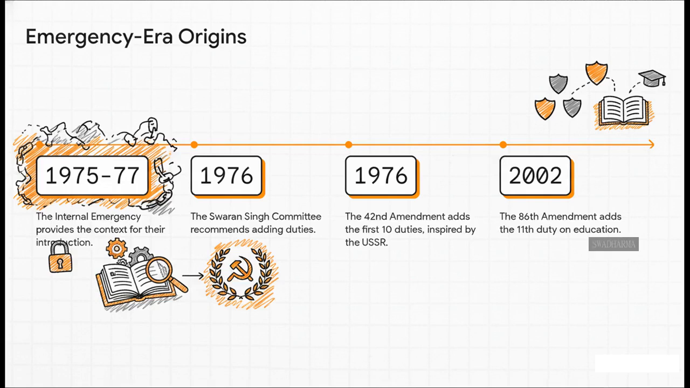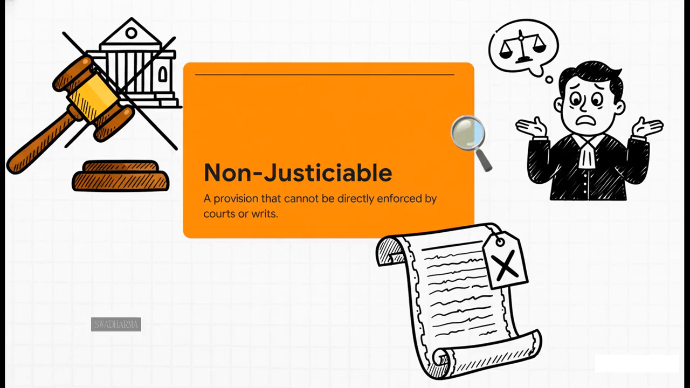Okay, here's a key term you absolutely need to know, non-justiciable. It sounds a bit complicated, I know, but it simply means you can't be dragged to court for failing to do a fundamental duty. This is a really crucial distinction. You could almost think of it as the terms and conditions part of our duties.